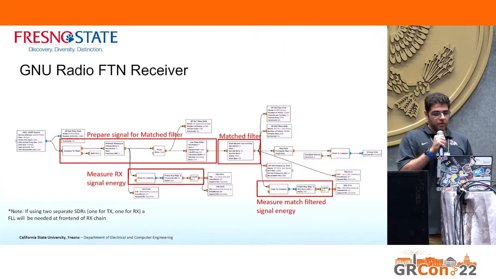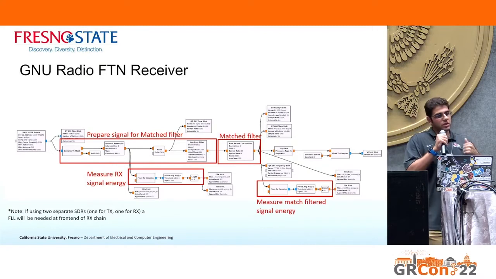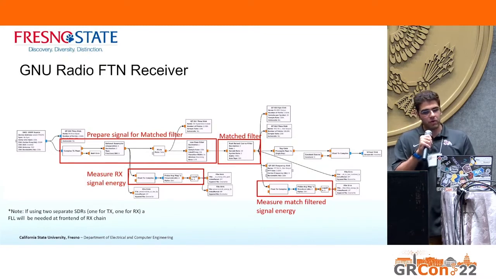For the receiver, we do a little bit of low-pass filtering in the beginning after reception, and then it passes through a matched filter, and then that data gets written to a file, which then gets imported into MATLAB to work with.